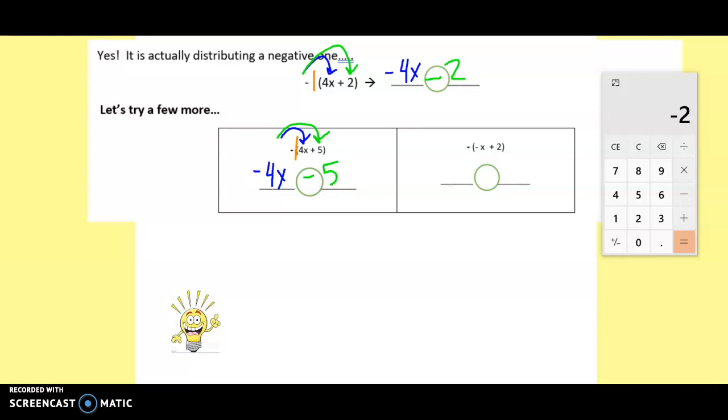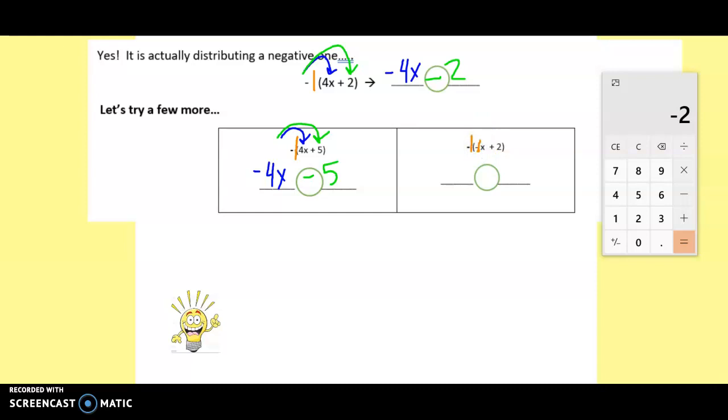Okay, last one here. This one actually has a double assumption of a 1. We have a negative on the outside, which is a 1. And then if you look at that first term inside the parentheses, we have a negative x. As we've always talked about, when you just see a variable and no number, you can assume that it is a 1. So there's another example.